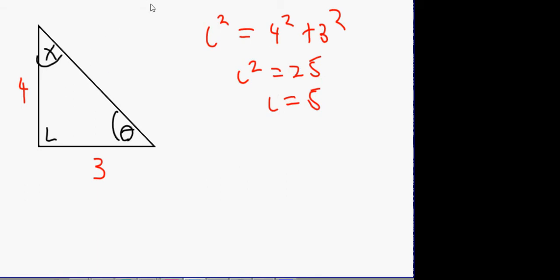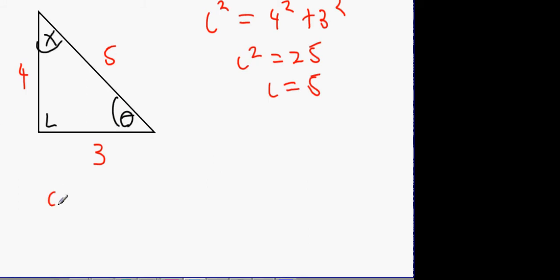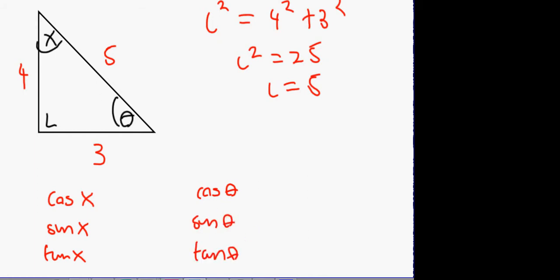Now that this is done, what we've got to do next is you've got to be able to write down what cos x, sin x, and tan x are, and you also got to be able to write down what cos theta, sin theta, and tan theta are. Now, the one thing that never changes is the hypotenuse. The hypotenuse always remains the same. It's always the longest side in the triangle. However, what's the opposite and the adjacent changes according to what angle you're talking about.